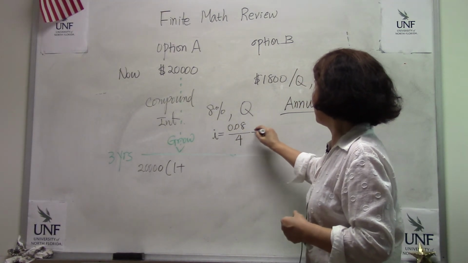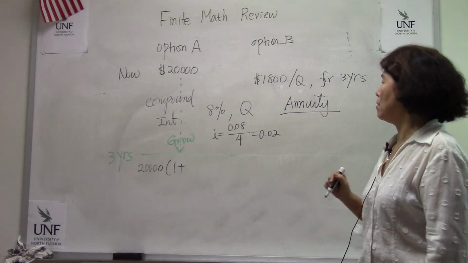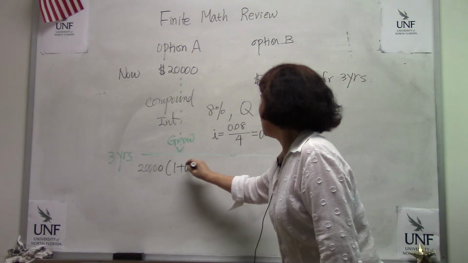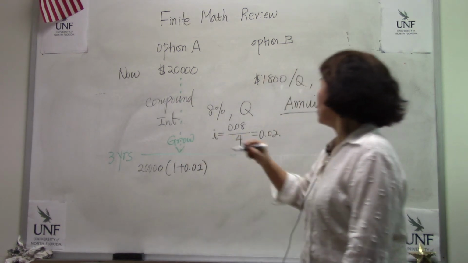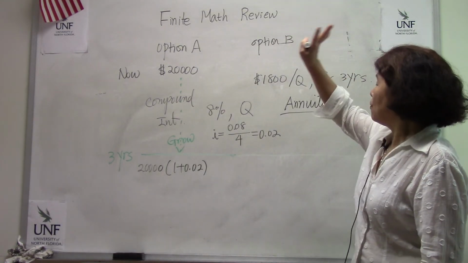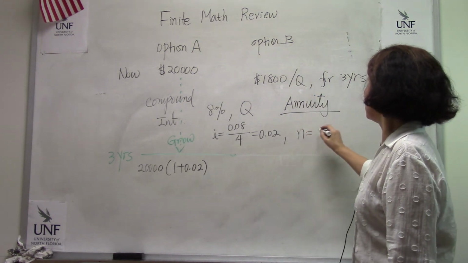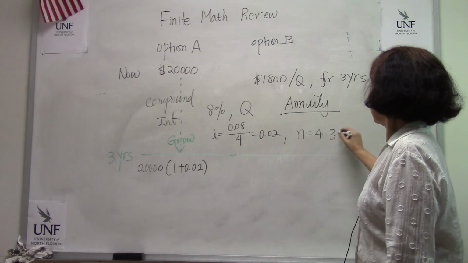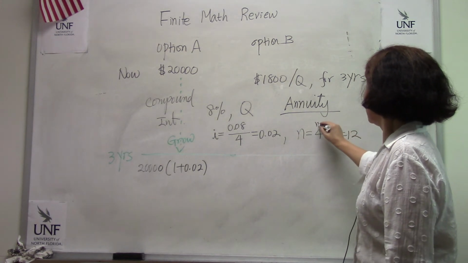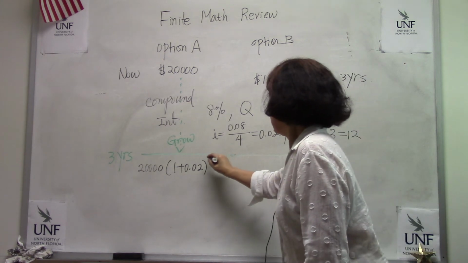0.08 divided by 4, that is 0.02. It's 2% per quarter year. So 0.02 to the what power? Well, you are going to go through 4 quarters a year times 3. So n equals 4 times 3. That gives you 12. So this is to the 12th power.